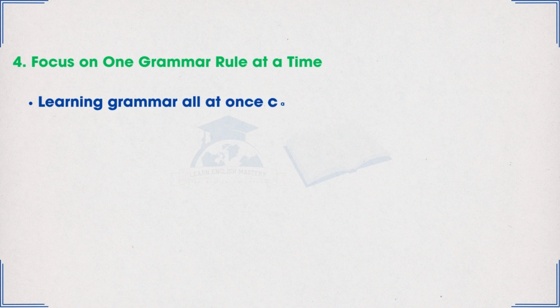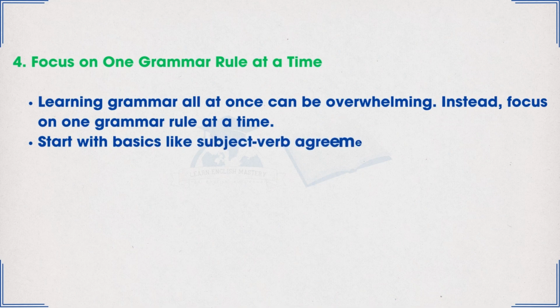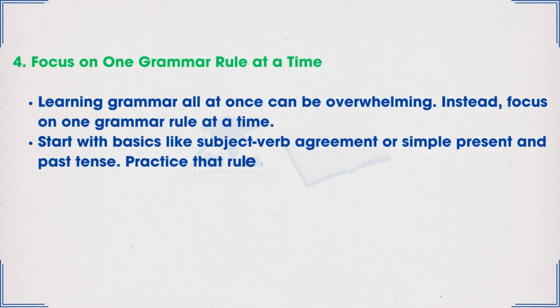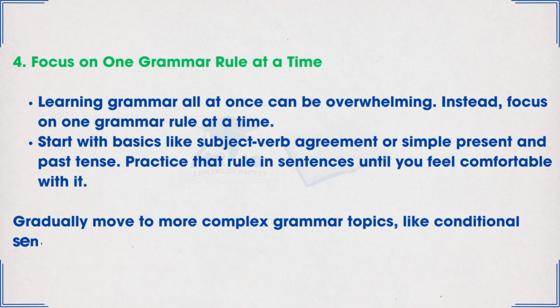4. Focus on one grammar rule at a time. Learning grammar all at once can be overwhelming. Instead, focus on one grammar rule at a time. Start with basics like subject-verb agreement or simple present and past tense. Practice that rule in sentences until you feel comfortable with it. Gradually move to more complex grammar topics like conditional sentences or passive voice.